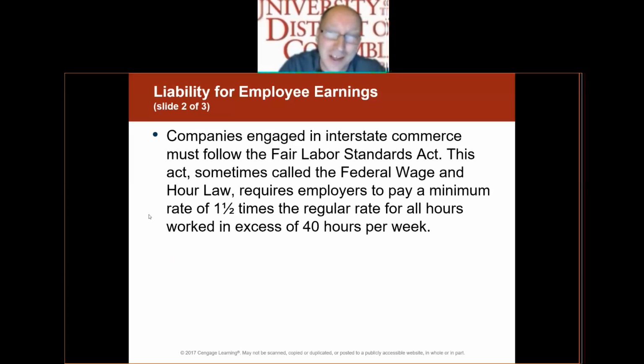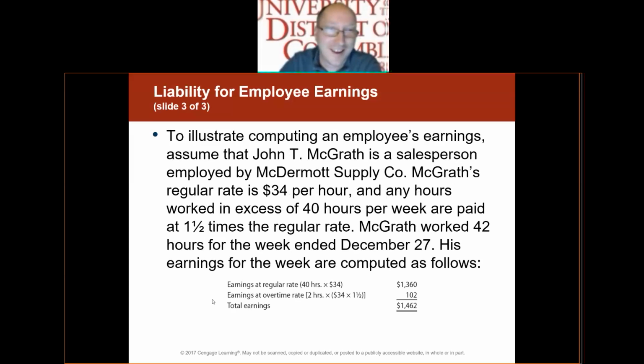Companies engaged in interstate commerce must follow the Fair Labor Standards Act. Interstate commerce is basically any business interaction in the United States. If you have employees, you are required to pay your employees by the hour. And if they work over 40 hours, you're required to pay them time and a half for their overtime. It's a nice law. I like it.